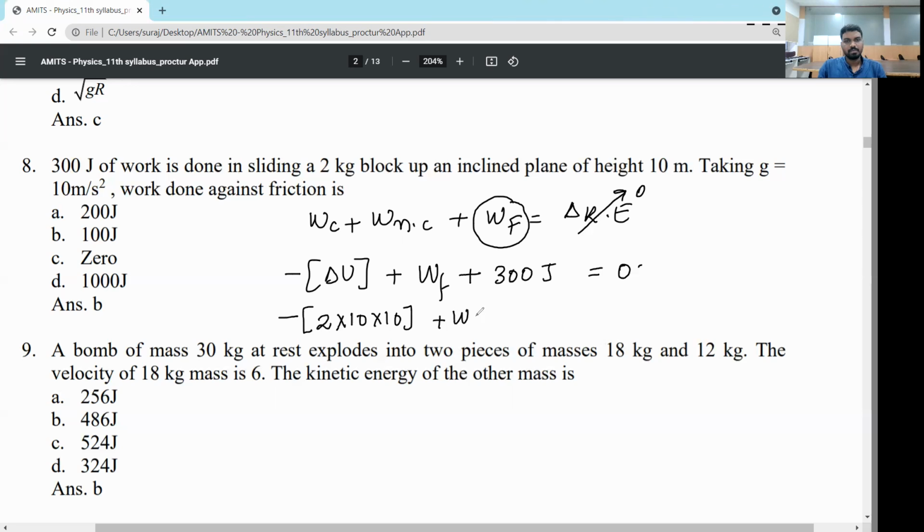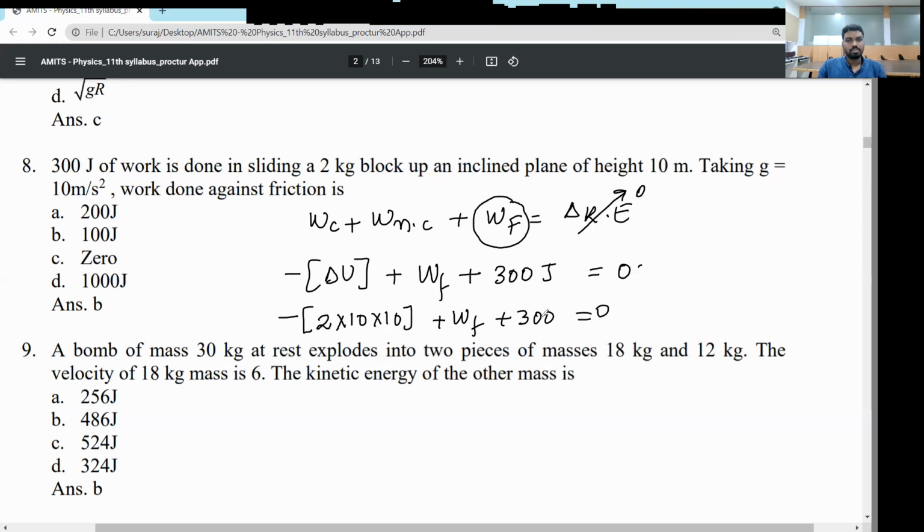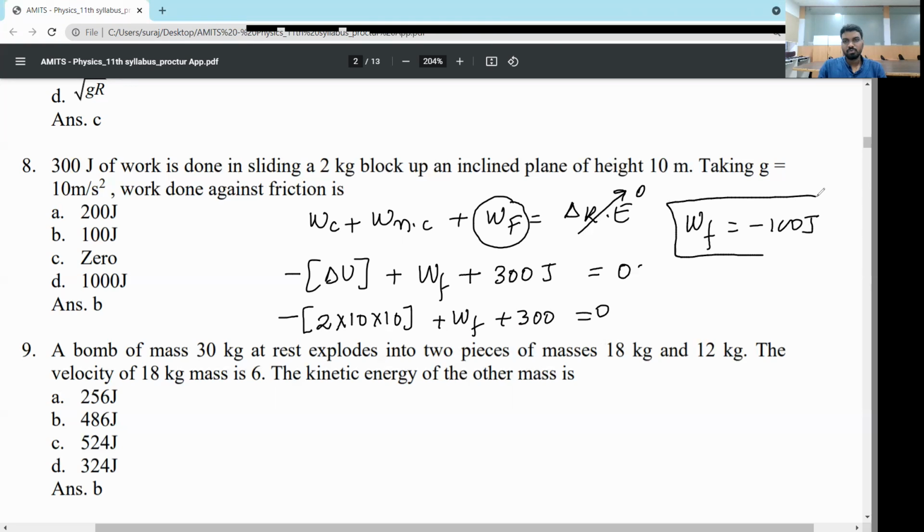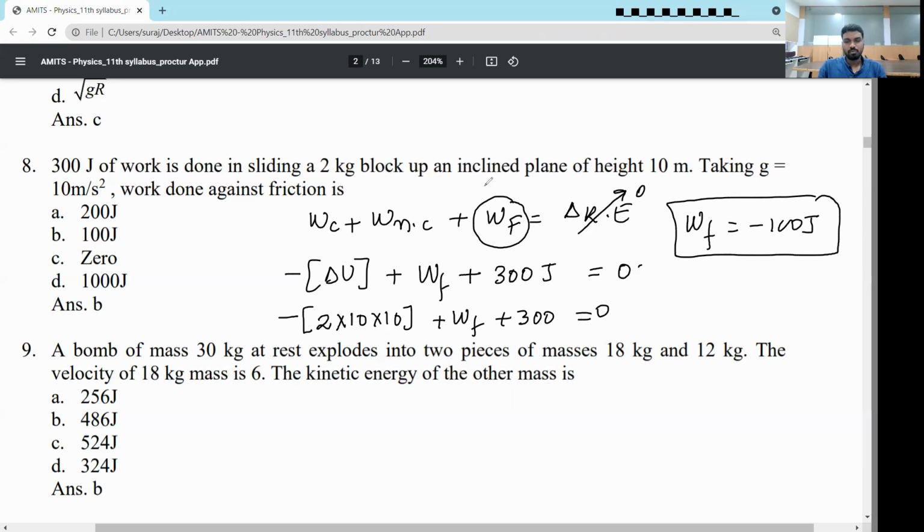So plus work done by friction plus 300 equal to 0. So 300 minus 200 equal to 100. So work done by friction equal to minus 100 joules. Obviously, friction will do negative work. So your correct answer is B.